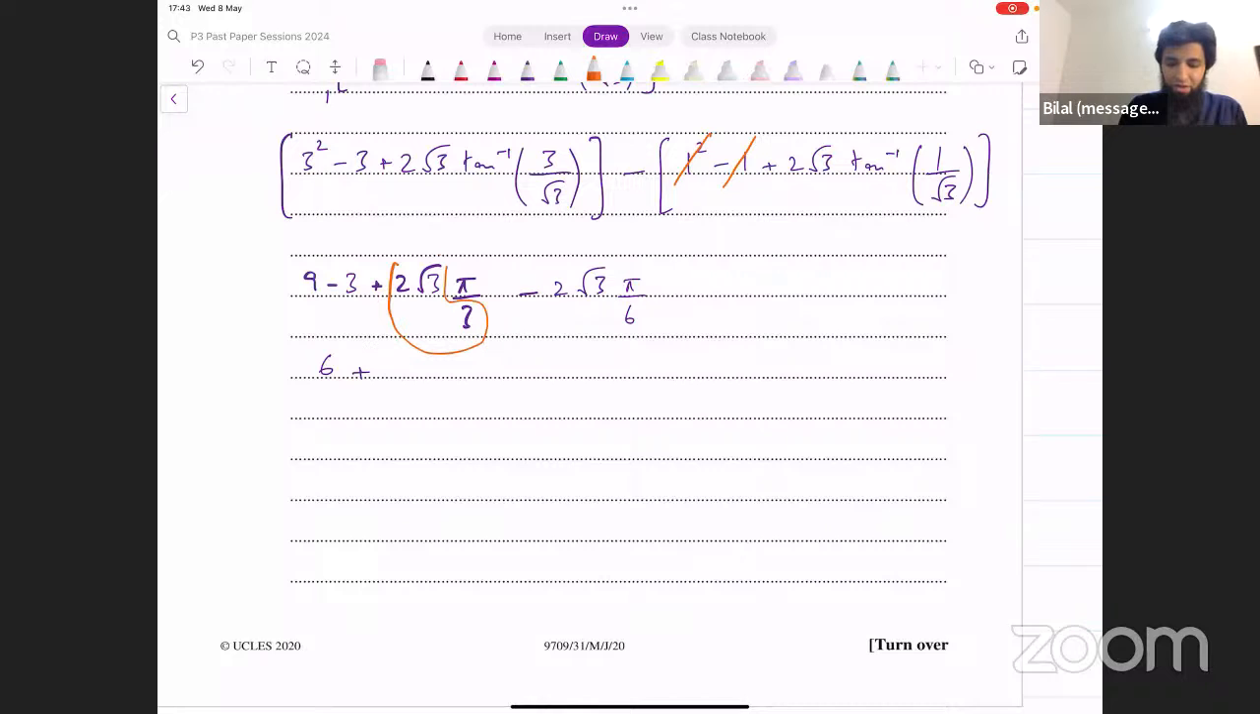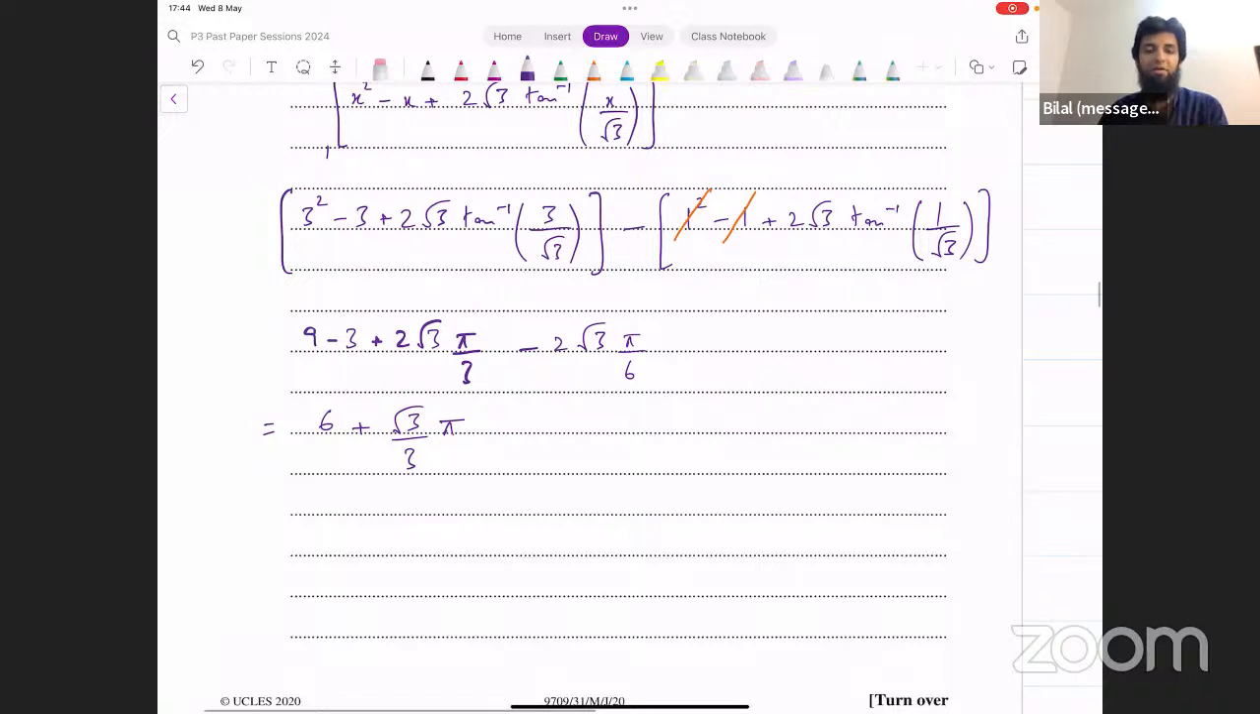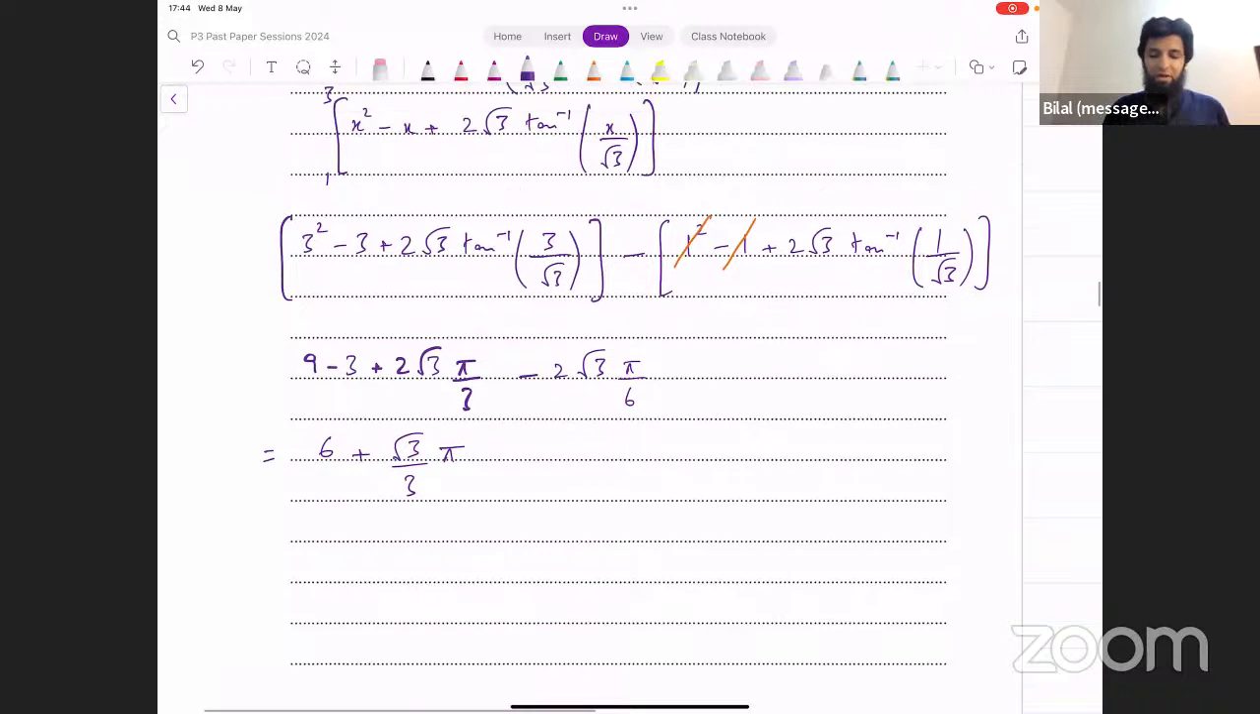2 under root 3 over 3 minus 2 under root 3 over 6. Put this on your calculator and see what that gives you in exact form. 2 under root 3 divided by 3 minus 2 under root 3 divided by 6, and that is giving me under root 3 over 3 as the result of this. So we have under root 3 over 3 times pi. Pi is also there. That's the exact integral that we get from this: 6 plus under root 3 over 3 times pi. And that's our final answer. This is what we were looking for.